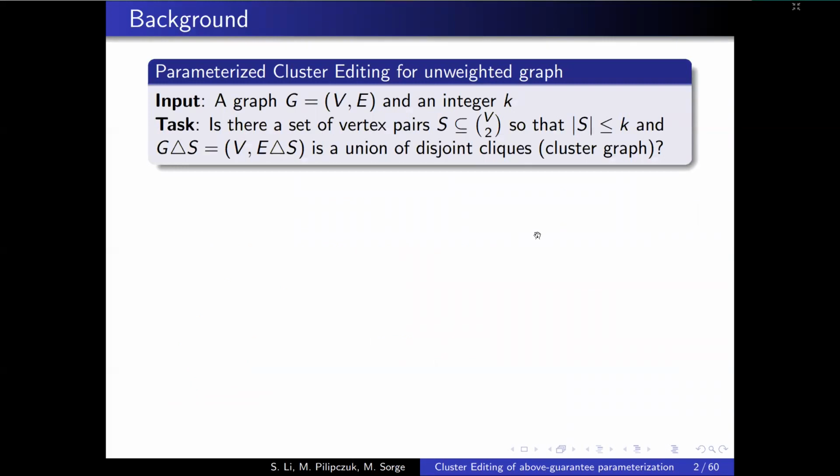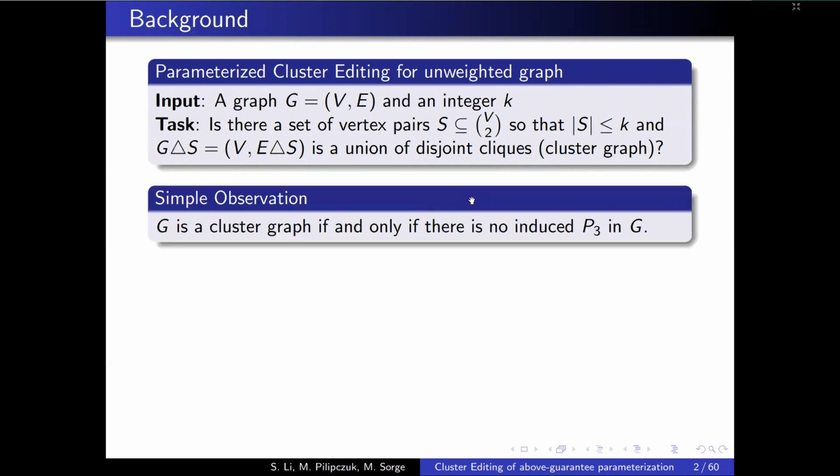Cluster editing is a classic NP-hard problem. This is the formal definition of the parameterized version of this problem. In this problem, we are given a graph G and an integer k. The task is to decide whether we can get a cluster graph by at most k edits. Here edits means edge insertions or edge deletions. The simple observation is that G is a cluster graph if and only if there is no induced P₃ in G.